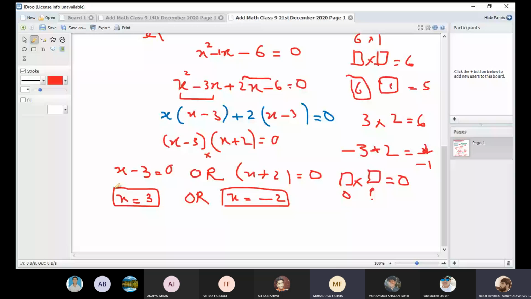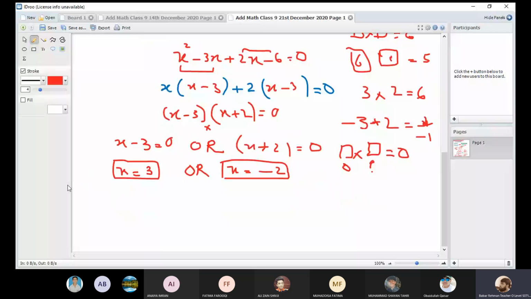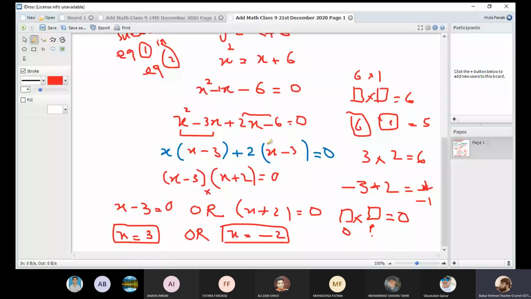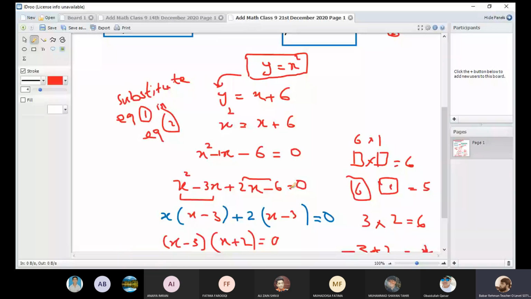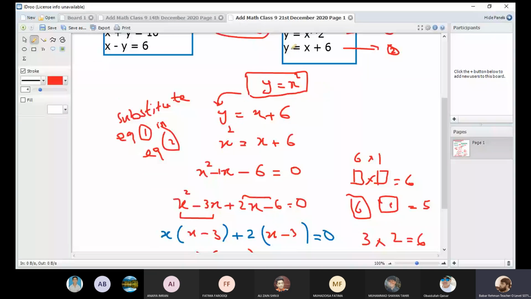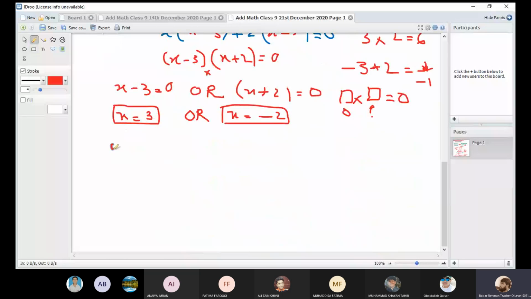Very good. Substitute the value of x is equal to 3 and x is equal to -2 in any equation to get the value of y. We have found just the value of x. When there is a quadratic equation, there are two values of x and there should be two values of y. Now we have the equation y is equal to x plus 6, and you have two values of x, one is 3 and one is -2. So substitute in this equation to get the values of y.